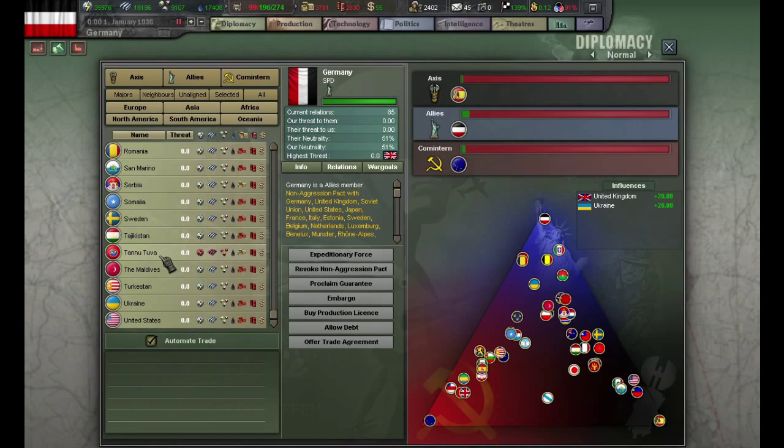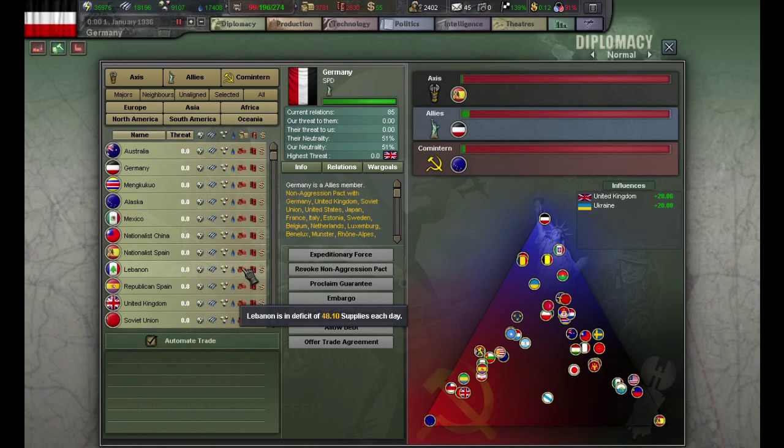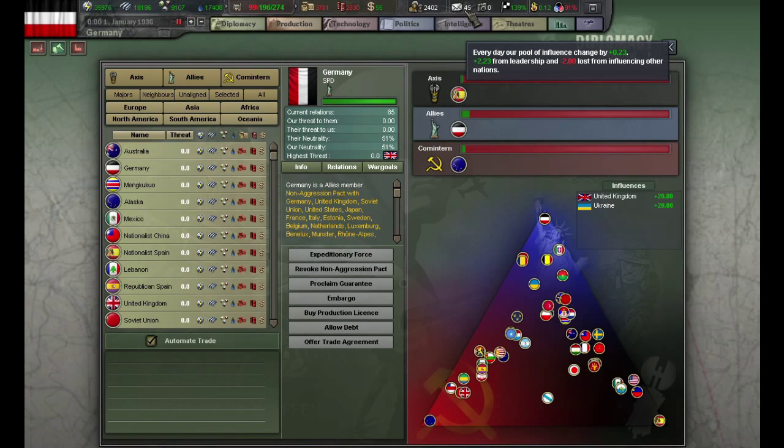Looks like Tannu Tuva is really kind of hurting right now. But the computer can keep track of the surpluses and deficiencies a hell of a lot better than we can. I don't want to spend all of my time on this screen just micromanaging everything, so I like to let the computer do that. As long as you're generating a little bit more diplomatic influence than you're actually spending influencing people, then you're really set if you just automate the trade.